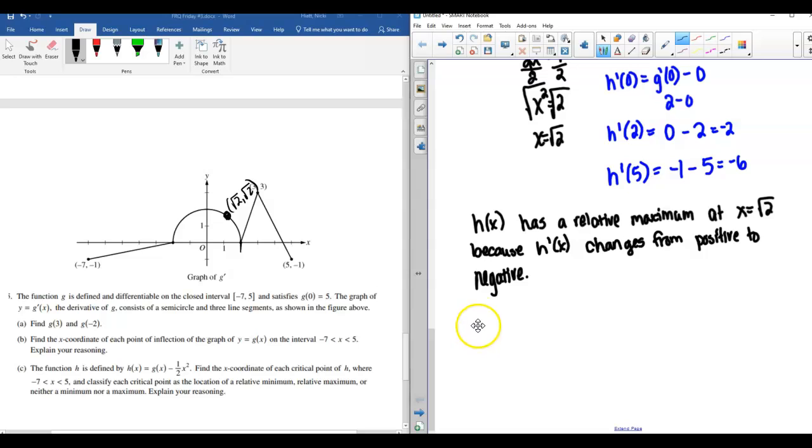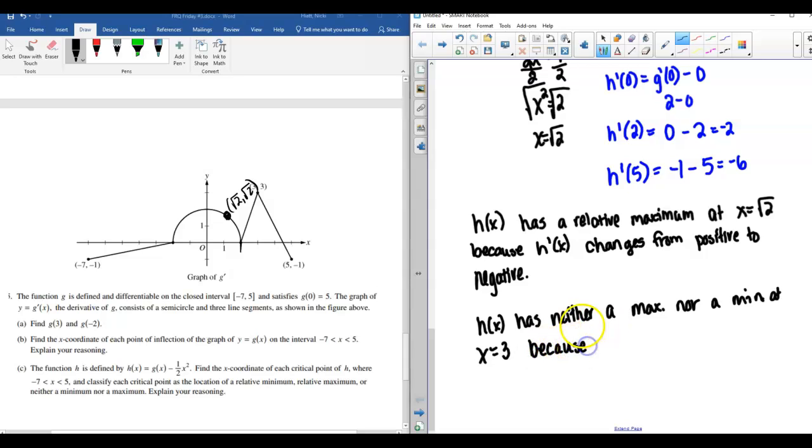Then we would also say about 3, we would say h of x has neither a maximum nor a minimum at x equals 3 because h prime of x does not change sign at this point. And you have to make sure you have the explanations for both.